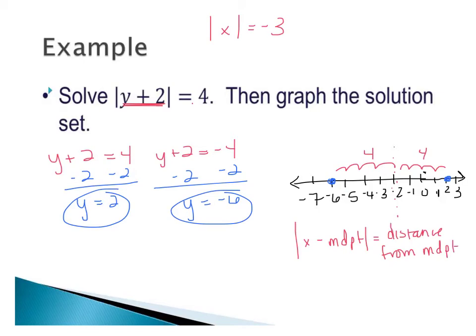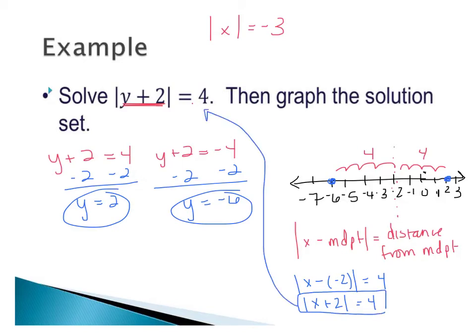So make sure you have that written down. And in this case, if we did x minus the midpoint, which is negative 2, equals the distance from the midpoint, which is 4, well that's x plus 2, because of the minus the negative there, equals 4. Notice that's the equation we started with. So what we're going to do next is start with a graph and write an equation, but you really need to know this formula right here, so make sure you have that written down.